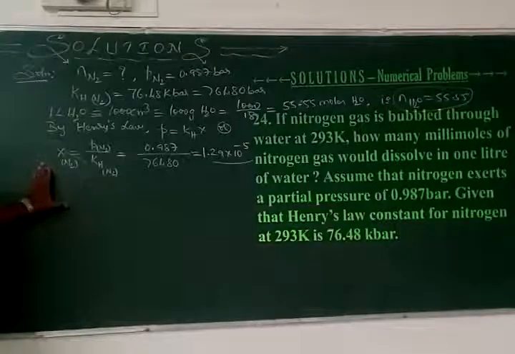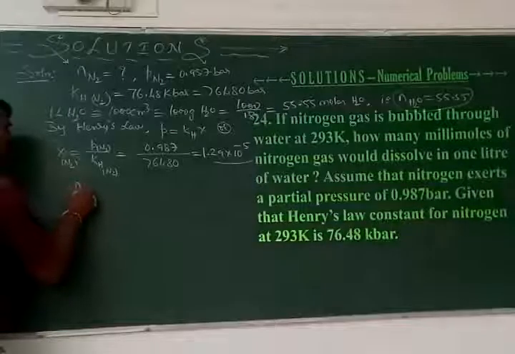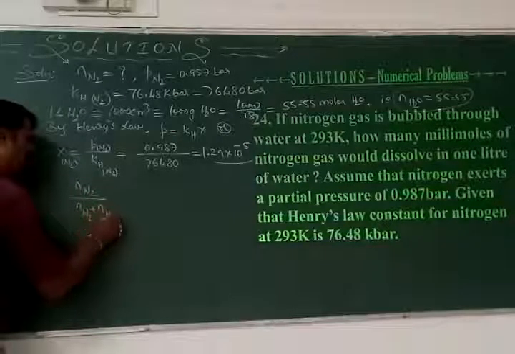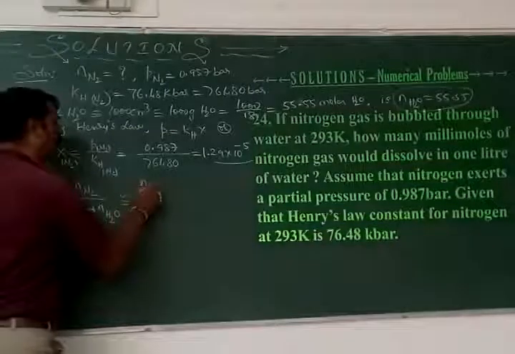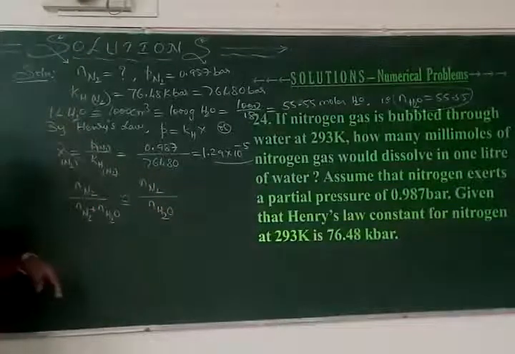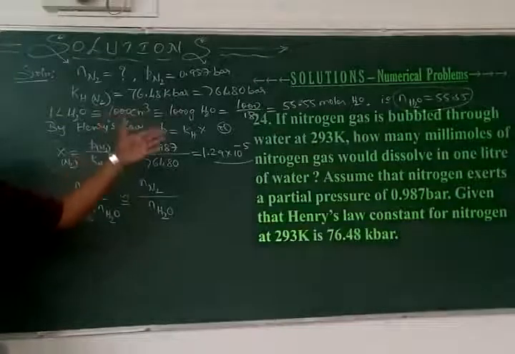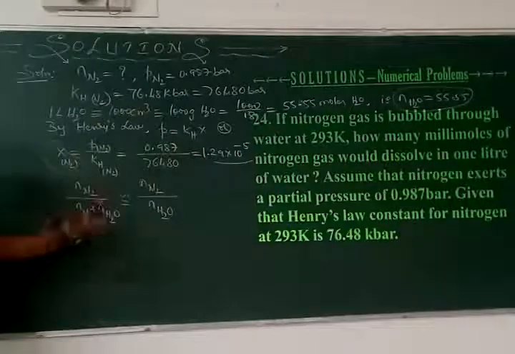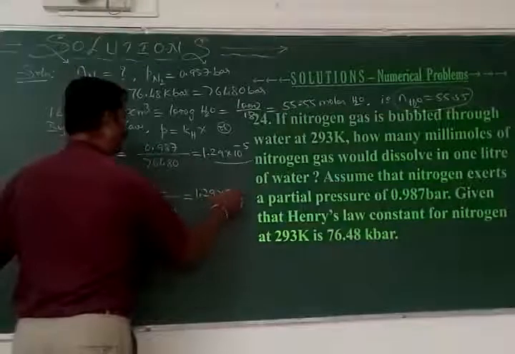The mole fraction is given, but we have to calculate that in the form of number of moles. So here, n of N2 divided by n of N2 plus n of H2O, which is nearly equal to n of N2 divided by n of H2O. Why? Because the number of moles of the gas is very less as compared to the number of moles of the solvent. Means we are neglecting n of N2 compared to these two. And that is equal to 1.29 into 10 to the power of minus 5.